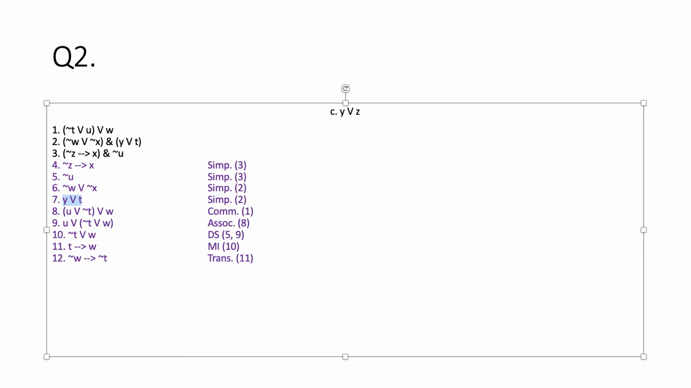I'm going to do commutativity on 7. Then I'm going to do double negation on 13, turning the not T, that's my left disjunct, into a not T. Because now I'm going to use material implication on that, turning line 14 into a conditional, the antecedent of which is not T.